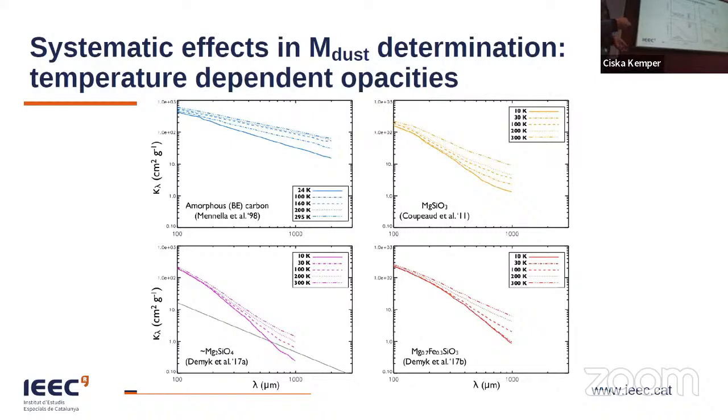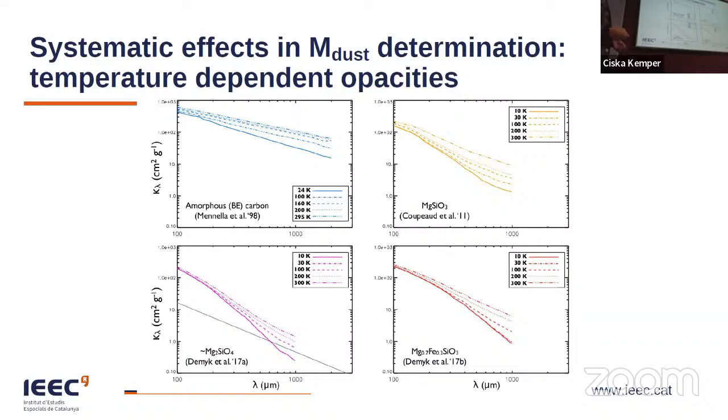So what you can see here is amorphous carbon. You can see that at the lowest temperatures, it has this particular slope, but at higher temperatures, the slope is becoming shallower and the opacities are going up.